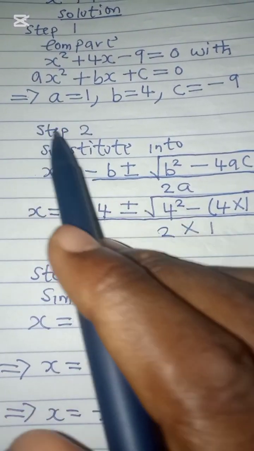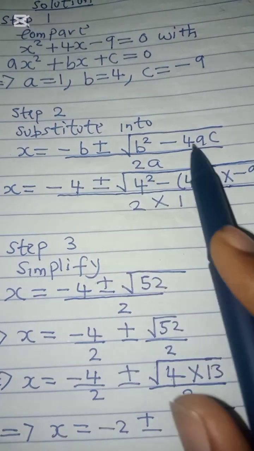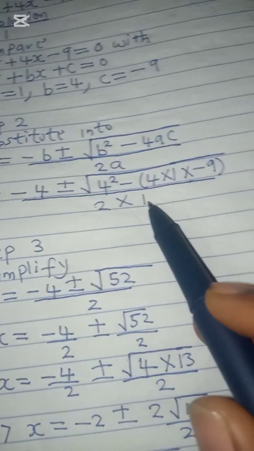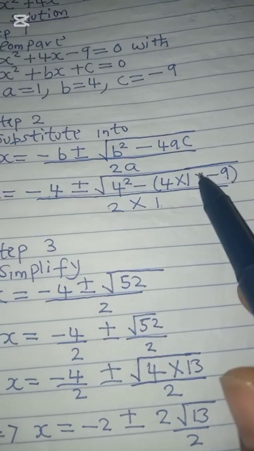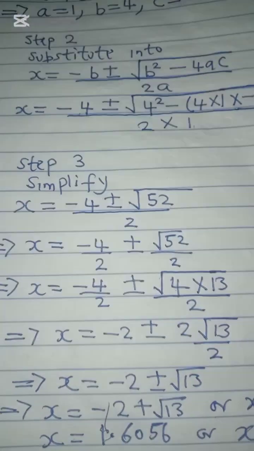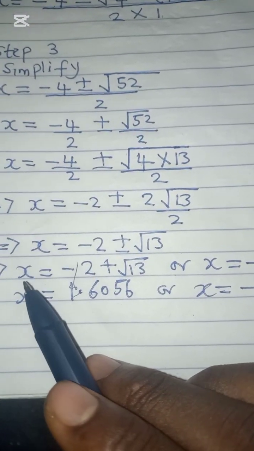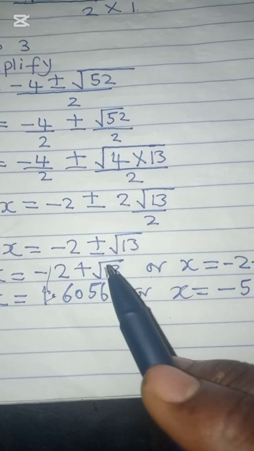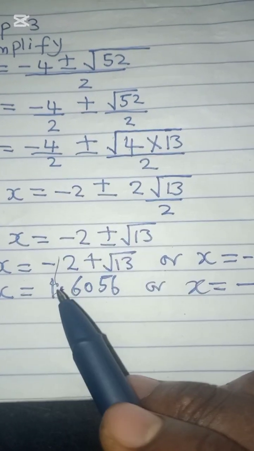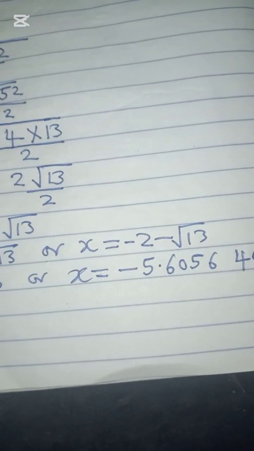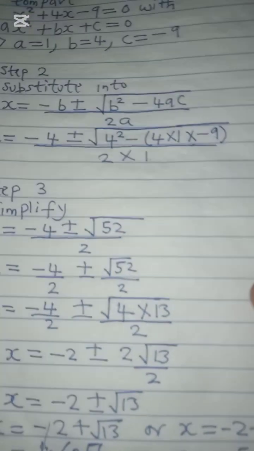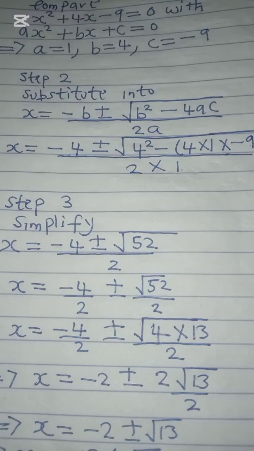Step 2, we just simply substitute what we have here into our quadratic formula. We can see that here our b is 4, our a is 1, and our c is negative 9. And then for step 3, we just simplify. And once we simplify everything, if you get the steps correctly, we will end up at x is equal to negative 2 plus root 13, or x is equal to negative 2 minus root 13, which will give us x is equal to 1.6056, or x is equal to negative 5.6056 in 4 decimal places. So this is how to solve a quadratic equation using the quadratic formula.